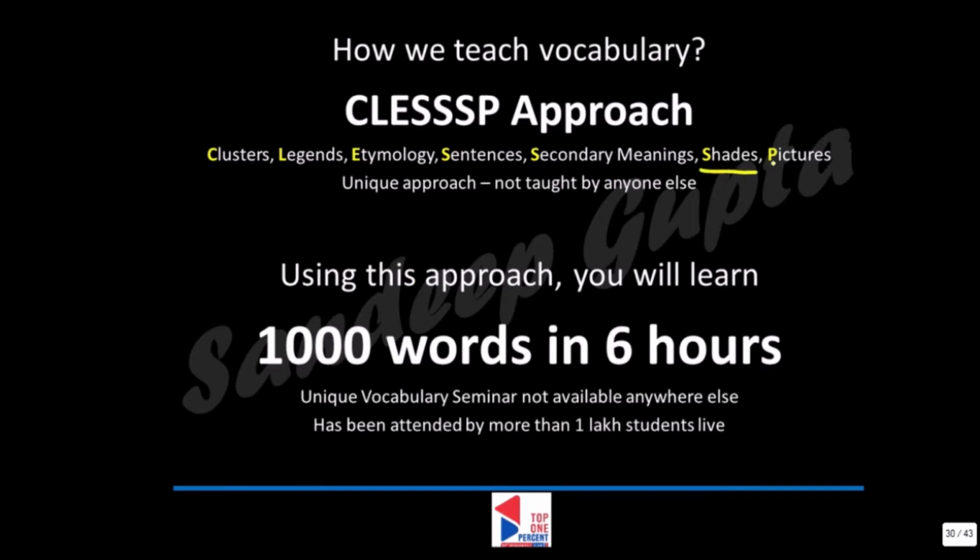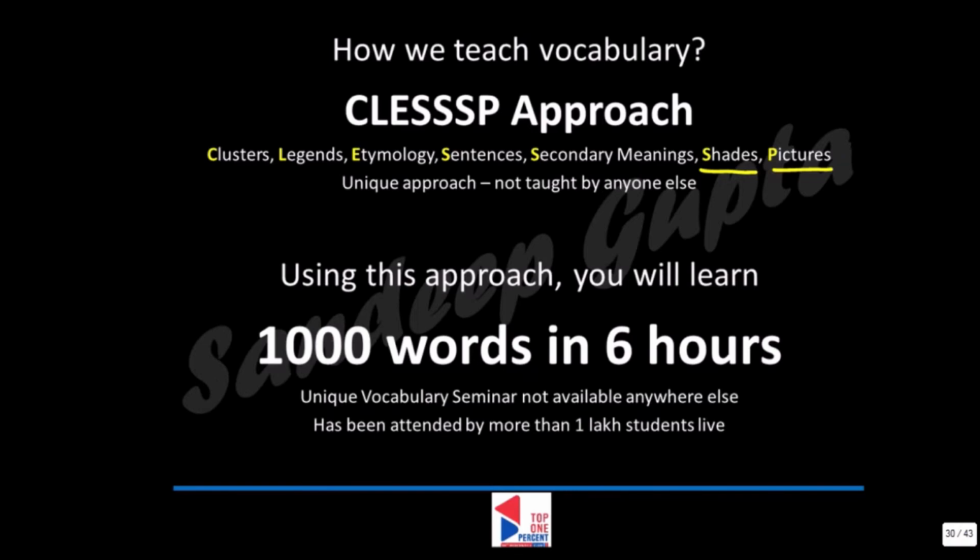Shades means subtleties, that means nuances, that means words that are very similar but they cannot be used interchangeably. And as it is said, a picture is worth 1,000 words. There's nothing for me to say. If you can remember a picture related to a word, you can definitely remember the word.